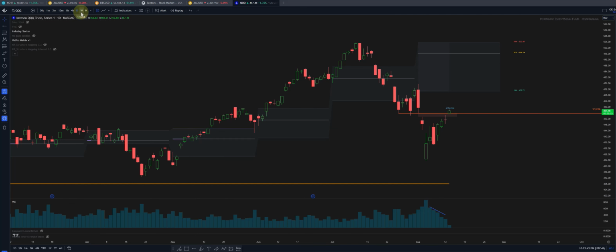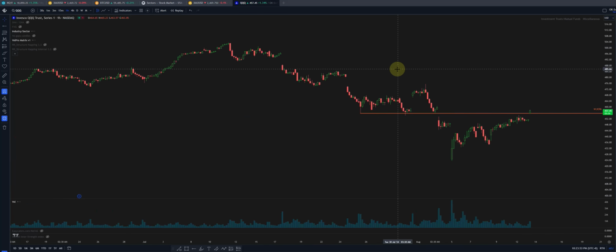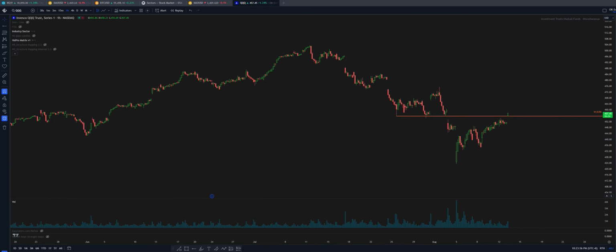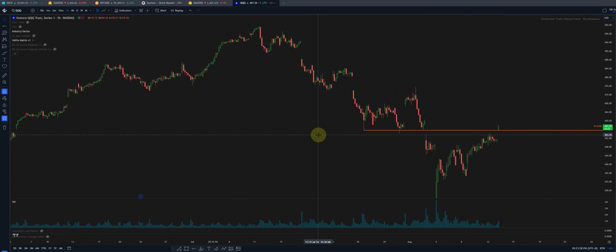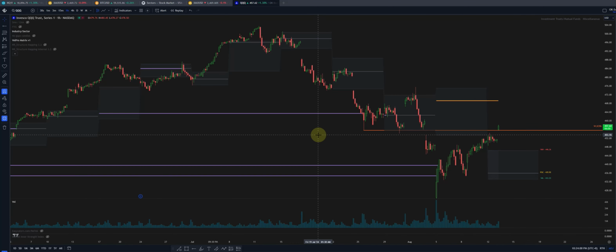So we are using the weekly time frame for the yearly and the daily time frame for the monthly, and then we go to the 1 hour time frame. On the 1 hour time frame, we are using the weekly value area.